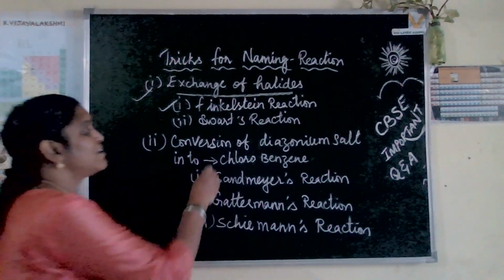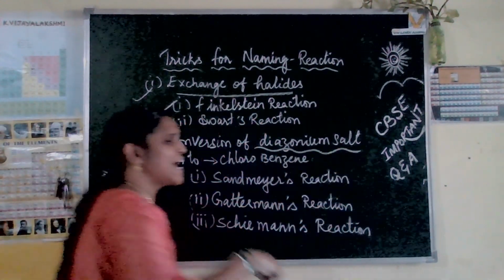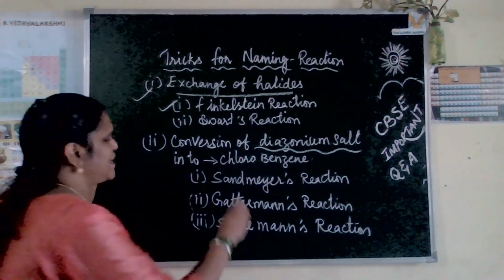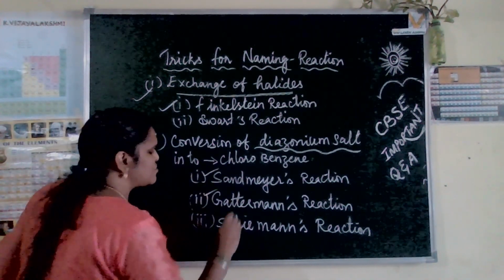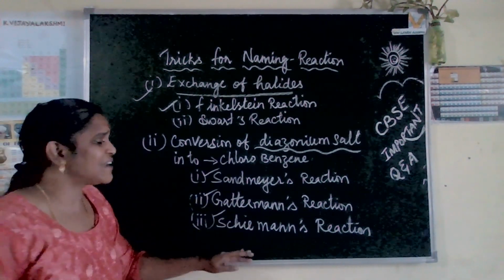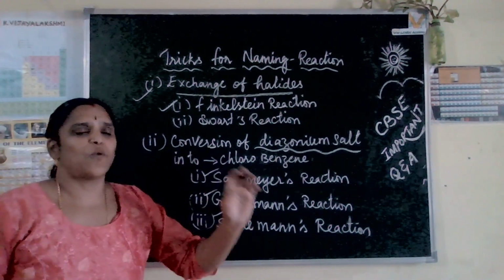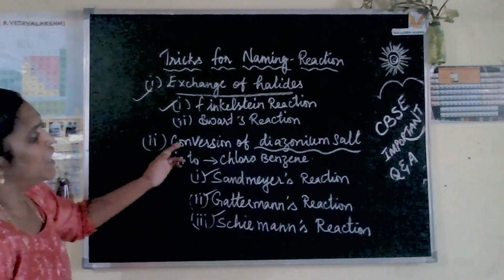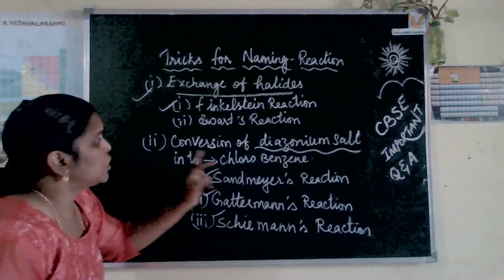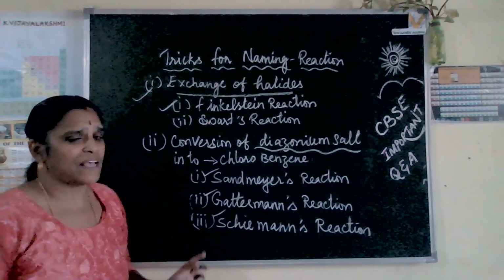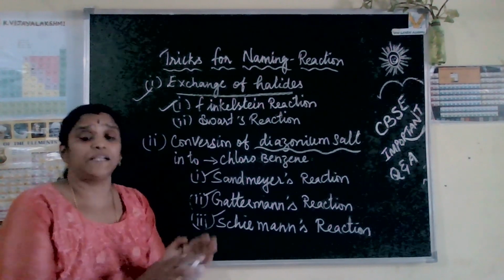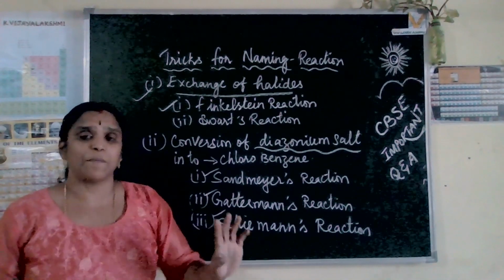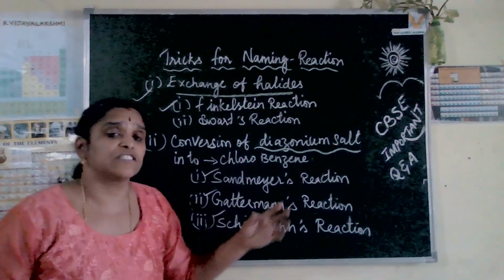The next one, conversion of diazonium salts. In the amine chapter you will be knowing this, and here also they mentioned. Here Sandmeyer's reaction, Gattermann's reaction, Schiemann's reaction. These are the points. The main compound, the substrate, is diazonium salt only. Now conversion of diazonium salt into chlorobenzene. First one, Sandmeyer's reaction. It's very simple. Diazonium chloride reacts with cuprous chloride in the presence of HCl and you get chlorobenzene.